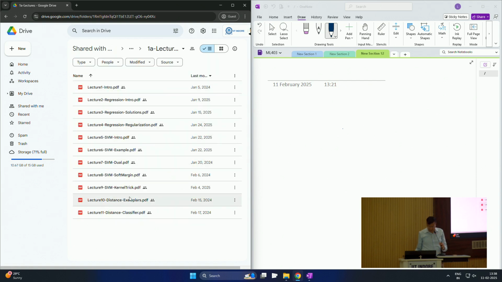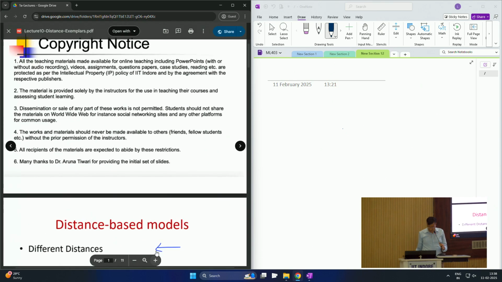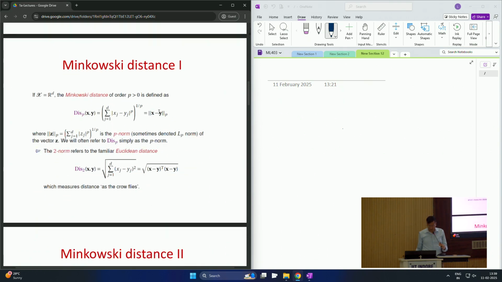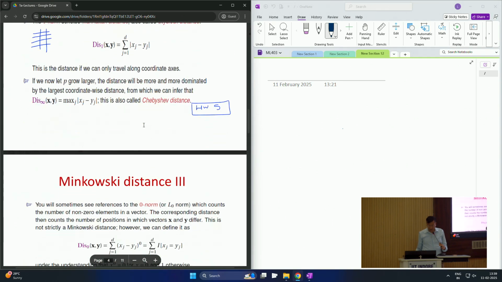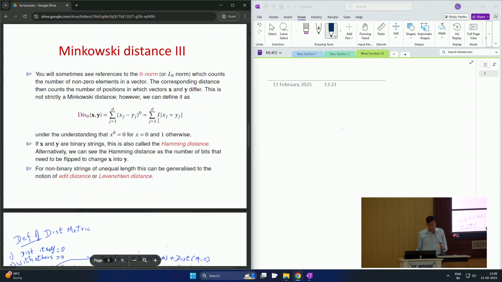Okay, just to remind you what we did yesterday. We talked about different distances. We talked about the general Minkowski distance, which is the P norm: Euclidean, Manhattan, Chebyshev. I told you to look it up. Did everybody look it up, the homework? Check it out. And then we talked about the Hamming distance.